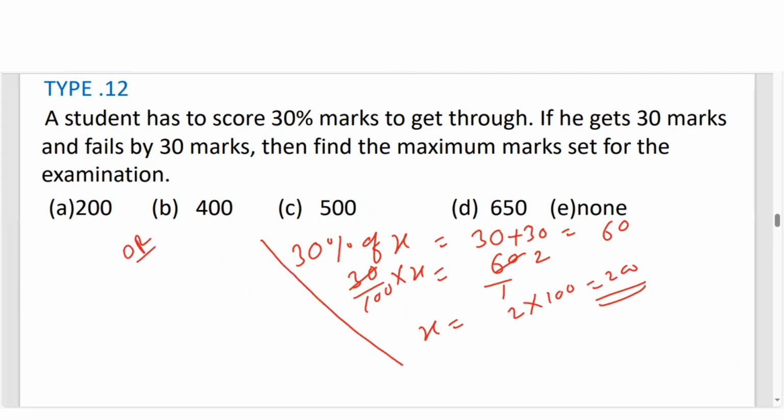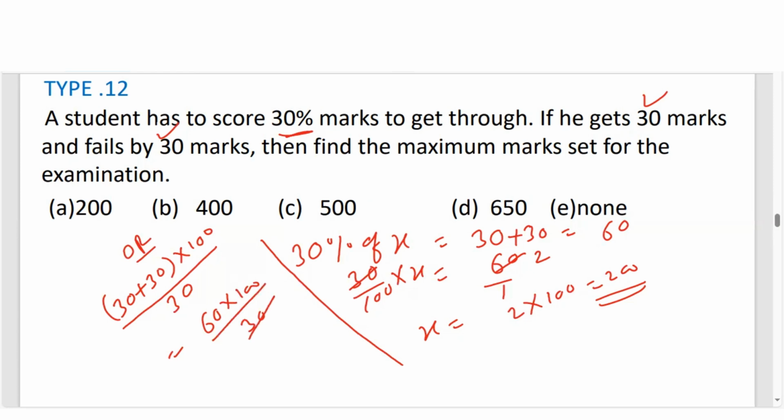If this type of question is given, a student scored 30% or 80% is given, and he is getting some marks and he failed by some marks, for this type of question, what technique? You just add the two marks, one is less and one is more. Add these marks, so 30 plus 30. We are finding the total marks. So this into 100 divided by the percentage given. Percentage given is 30. So we can write 60 into 100 by 30. So 30 into the 60, we got our answer.